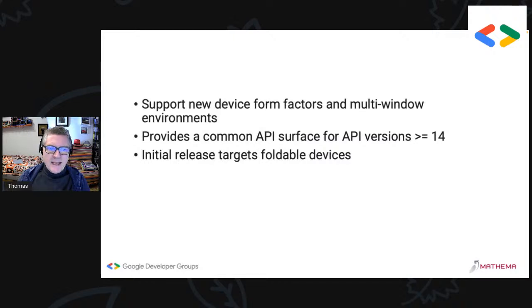The main idea of Jetpack Window Manager is to support new device form factors, and as we need on the Surface Duo, also support multi-window environments. It does so by providing a common API service for all platform versions, starting with API level 14. The initial release targets foldable devices, but Google told us that future versions may embrace additional devices and additional features.